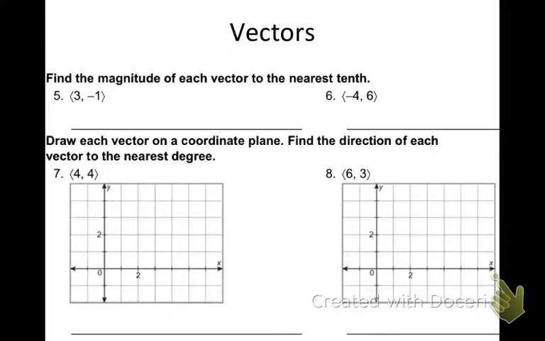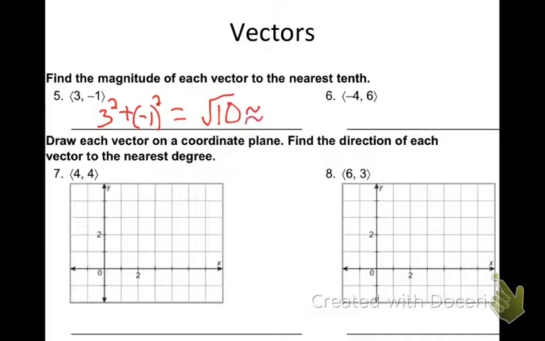So let's try number 5. Find the magnitude of each vector to the nearest tenth. So, again, think of the Pythagorean theorem here, right? What am I going to have first? I'm going to have 3 squared plus negative 1 squared. What's 3 squared give me? 9. Negative 1 squared give me? 9 plus 1 gets me? So I have the square root of 10.